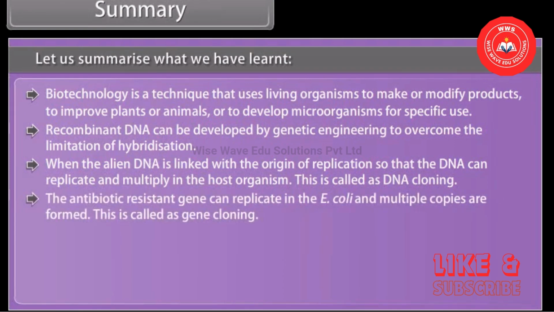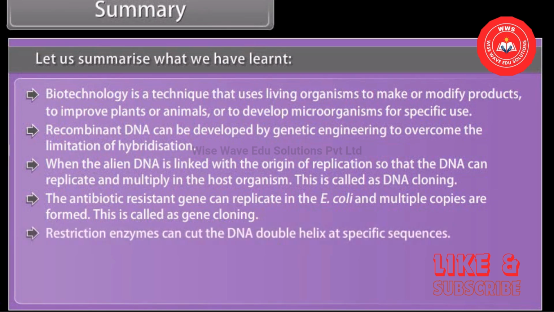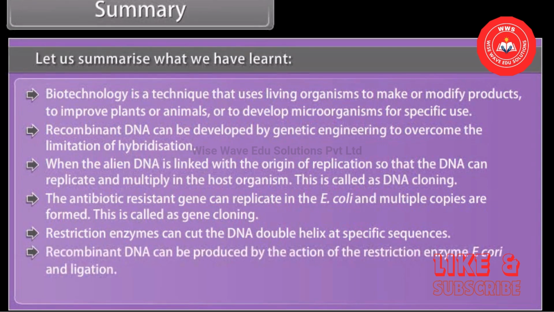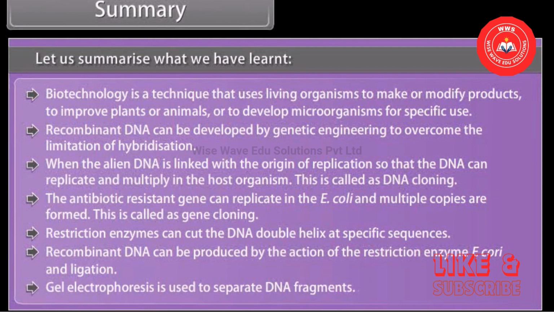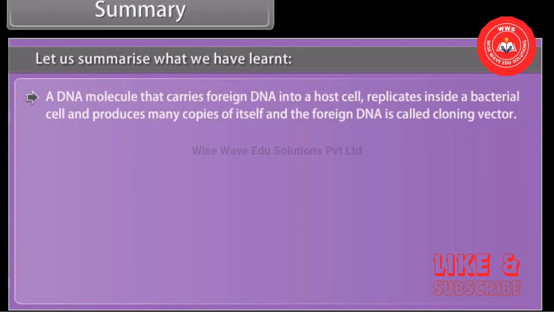The antibiotic-resistance gene can replicate in E. coli and multiple copies are formed. This is called gene cloning. Restriction enzymes can cut the DNA double helix at specific sequences. Recombinant DNA can be produced by the action of the restriction enzyme and ligation. Gel electrophoresis is used to separate DNA fragments. A DNA molecule that carries foreign DNA into a host cell, replicates inside a bacterial cell and produces many copies of itself and the foreign DNA is called a cloning vector.